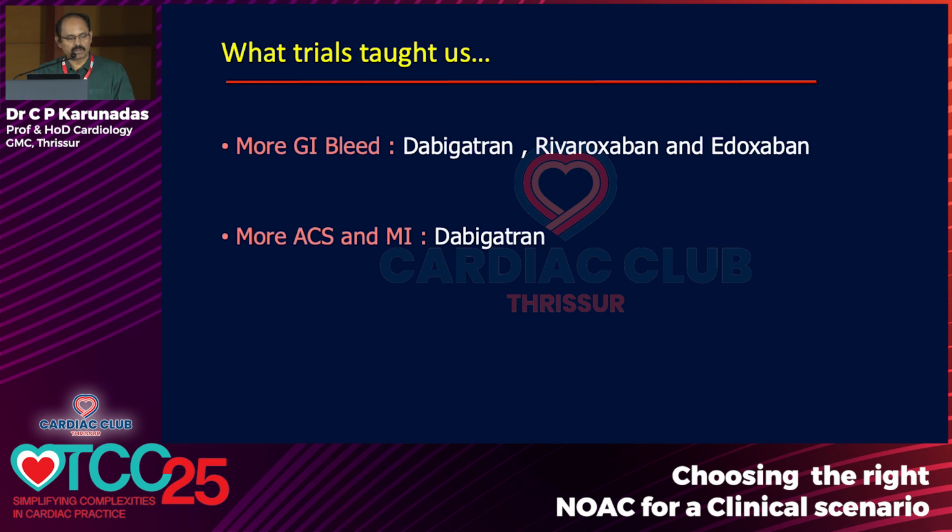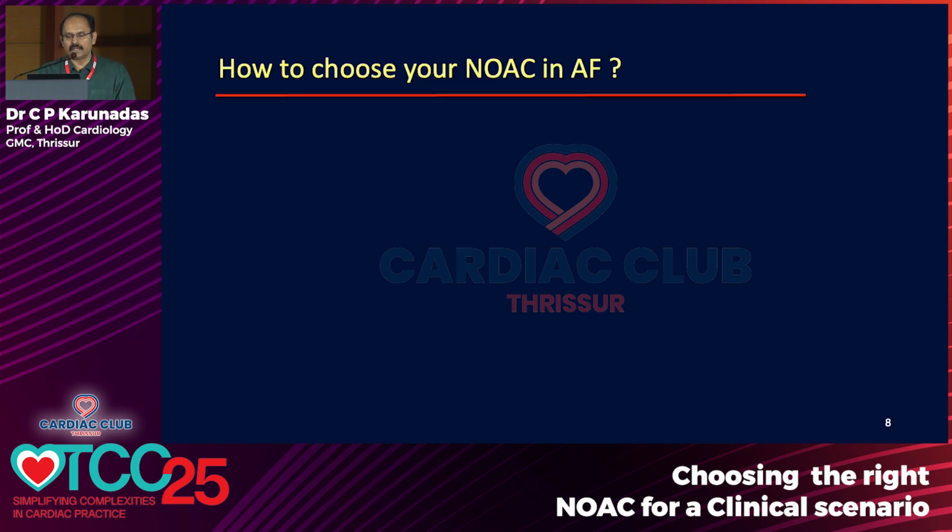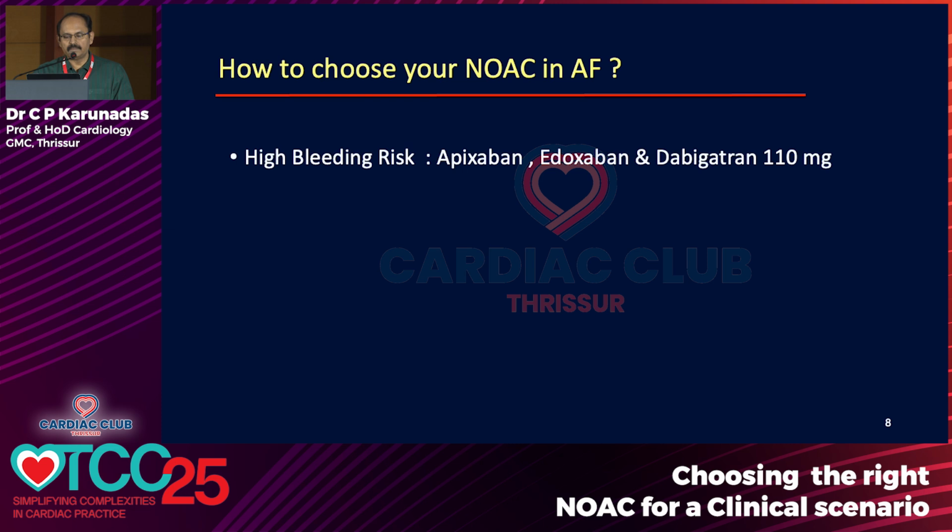Initial trials showed more ACS and MI with dabigatran. So these are the data that we have got from the trials. So how to choose your NOAC in an AF? If there is a high bleeding risk, probably a low dose dabigatran 110 mg or apixaban would be good. If there is a previous GI bleed, apixaban.